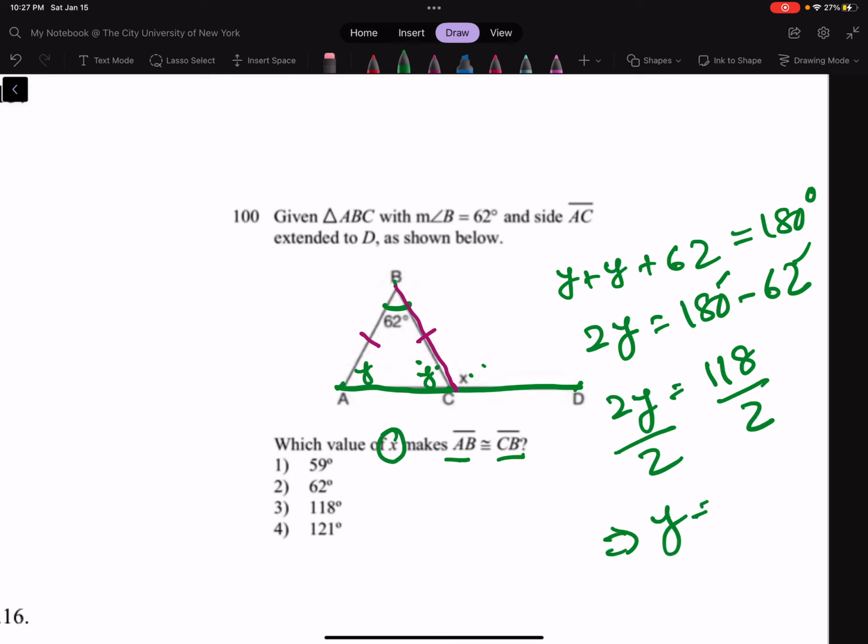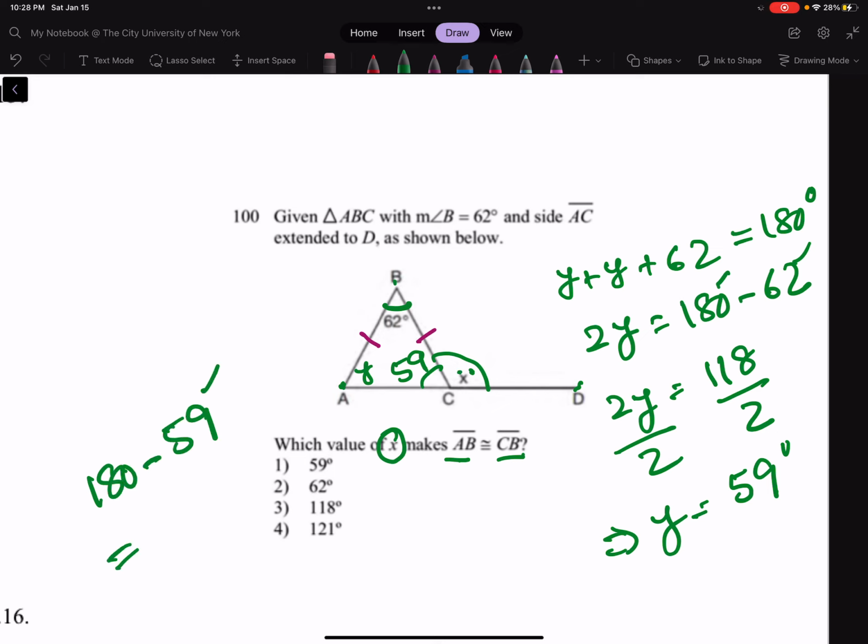So what do you get? y equals 59, so each of them is 59. So now it is clear that if you get this one as 59, x is supplementary. So 180 minus 59 will give you this x. So that's 121 degrees. So obviously it's number 4. All right.